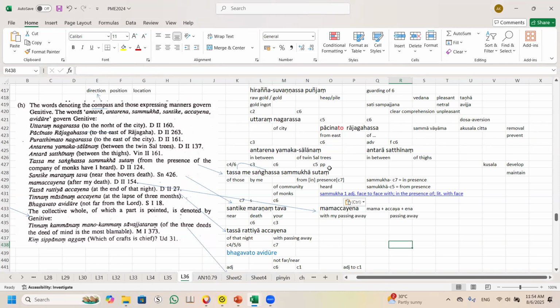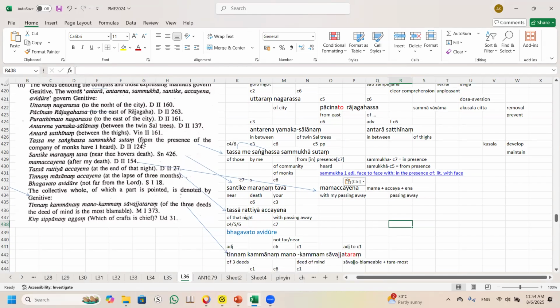Sutang, heard. This is a PPP, heard by me. Can you see this is the translation? So the key part is this one. This is the key part. So here, this is the translation. Any question on this? I think you can understand. So when you do translation, you just have to figure out which words have to be used.